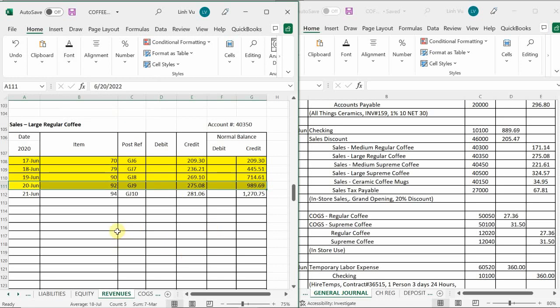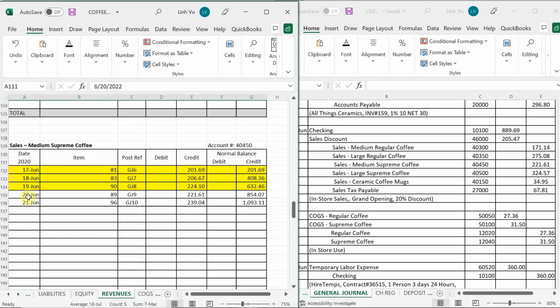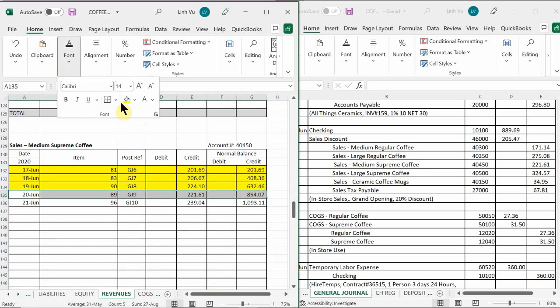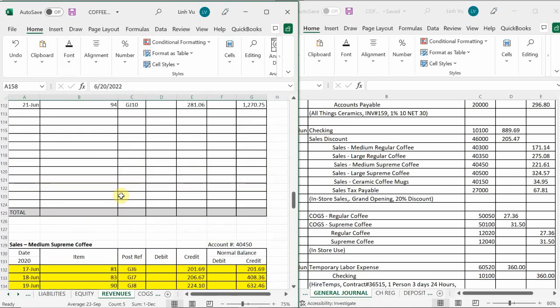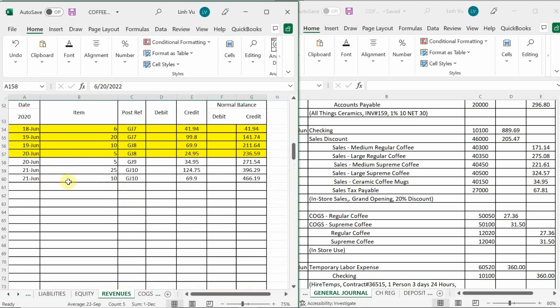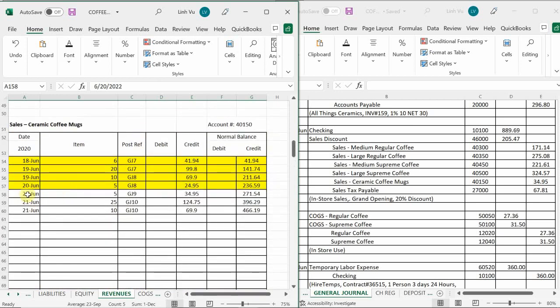What else did I sell? I sold the coffee for $221. Okay. And I sold my large coffee for $324. And I sold my ceramic coffee mugs for $34.95.